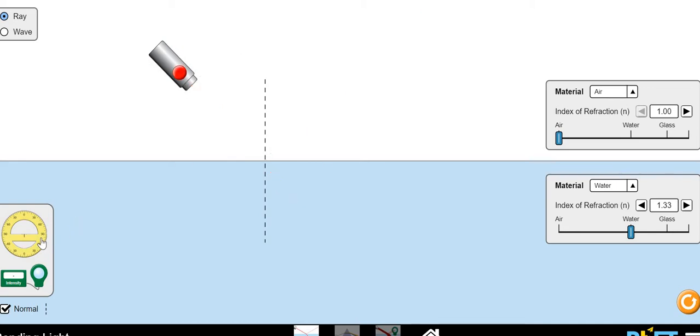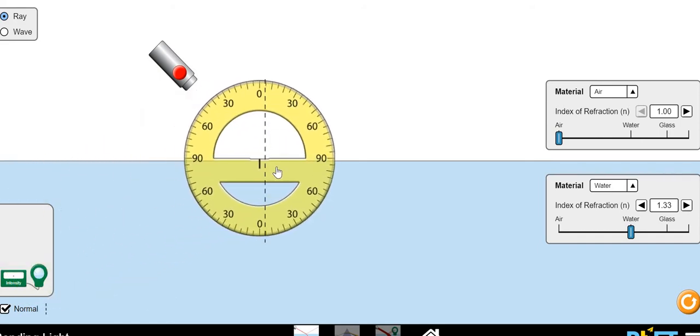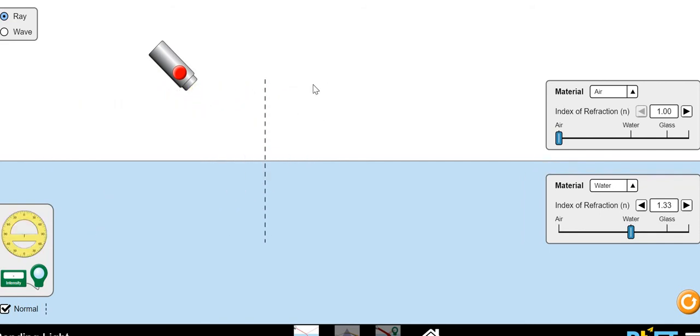Anyway, I'm going to take this protractor. This is important. You want to line up your protractor well. Okay, this is going to be interface 1 up here. We're going to use, in this first lab, this is going to be air.